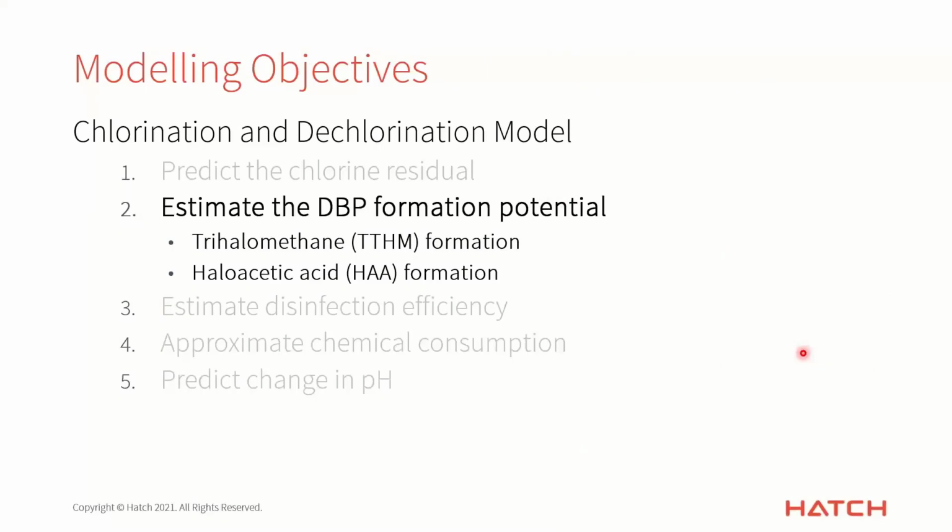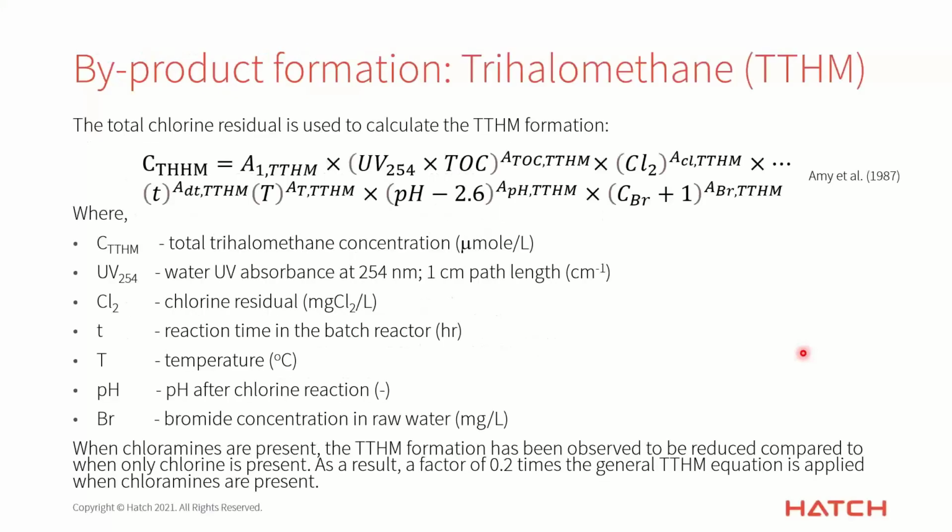All right, so now I'm going to move on to the next part of our modeling objectives, which is the disinfection byproduct estimation. So this includes two disinfectant byproducts that we're modeling in GPSX, the trihalomethanes and the haloacetic acids. I'll start with the trihalomethanes, and the trihalomethane formation is calculated from the chlorine residual, and this calculation does take place after all the residual calculations that I just described are completed.